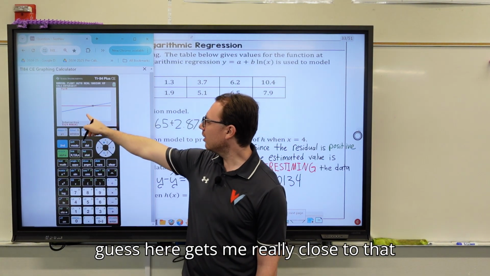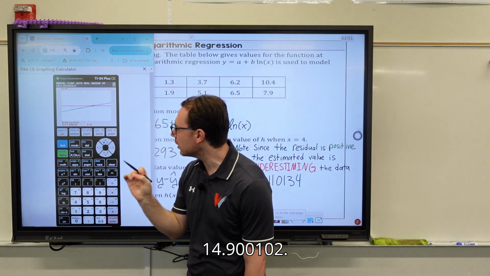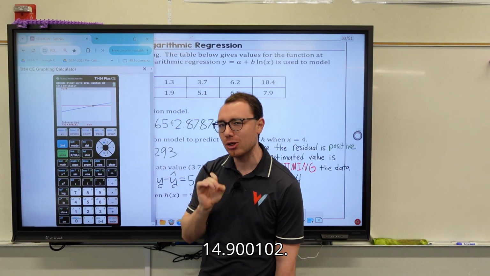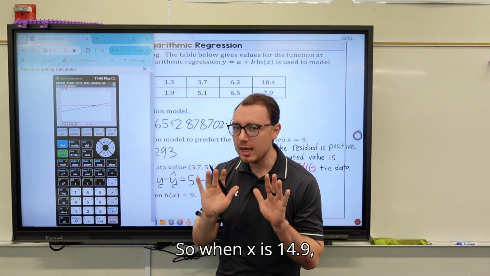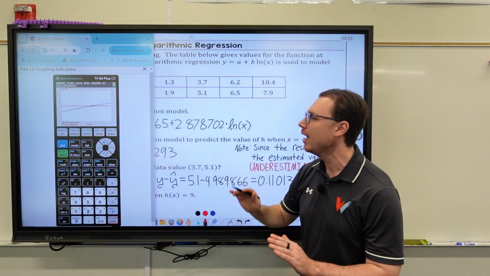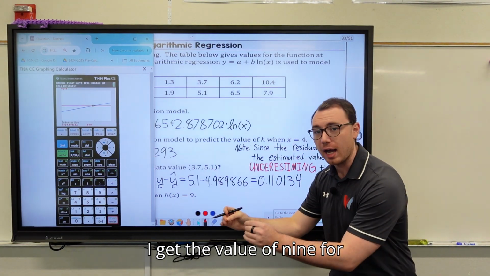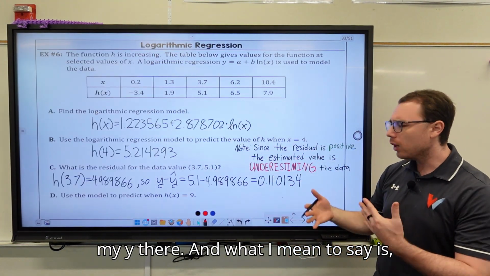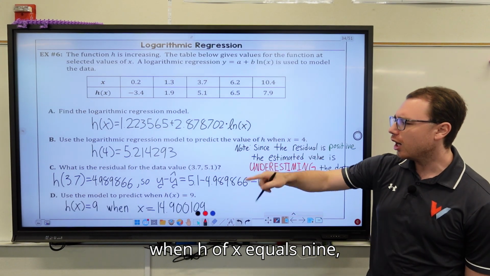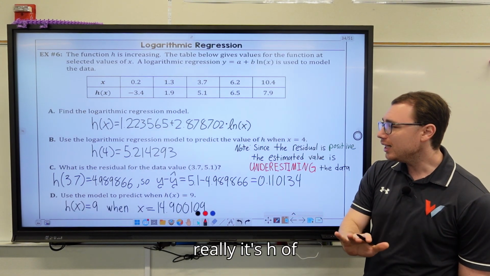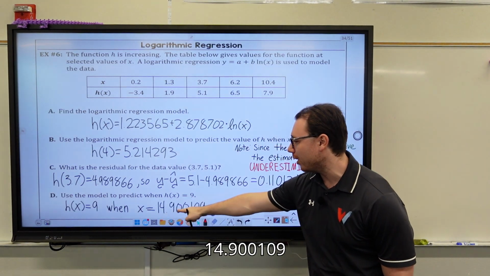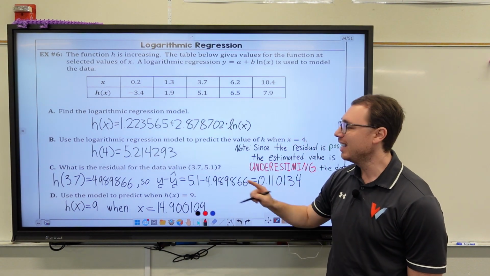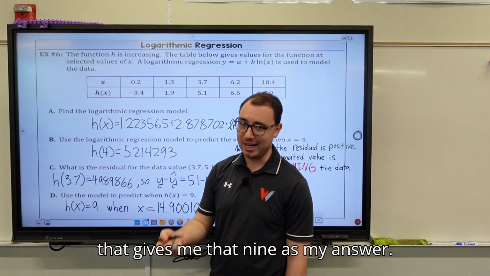And my guess here gets me really close to that intercept of 14.900102. So when x is 14.9, I get the value of 9 for my y there. What I mean to say is, when h of x equals 9, really it's h of 14.900109 that gives me that 9 as my answer.